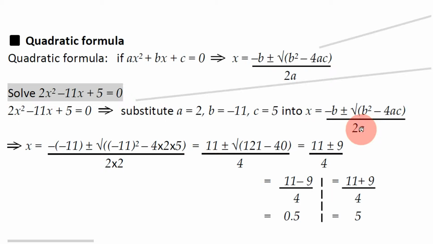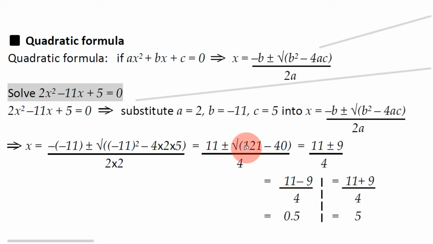The a over here becomes 2, because we said a was 2, so you get 2 times 2 over there. So this is basically the formula with all of these numbers substituted into it. And then if you simplify, you get this. So minus minus 11 is 11. Minus 11 squared means minus 11 times minus 11, which is positive 121, since a minus times a minus is a plus. 4 times 2 times 5 is 40, so you get minus 40. 2 times 2 is 4, so this simplifies to this.